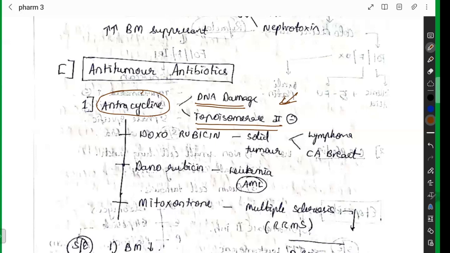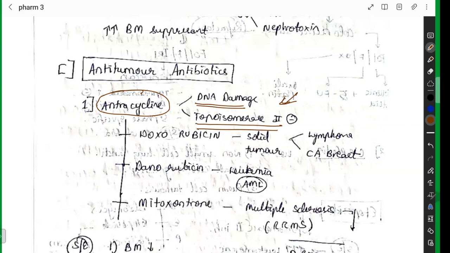Can you tell me which drug is going to cause topoisomerase 2 inhibitor? Can you put in the chat box? Topoisomerase 2 inhibitor. What is that drug? Very good. Etoposide. Can you tell me the topoisomerase 1 inhibitor?